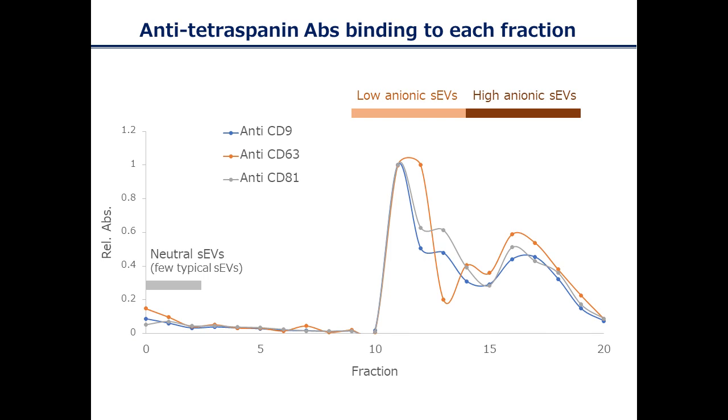Anti-tetraspanin antibodies binding to each fraction revealed the first fractions contained few typical SEVs. On the other hand, the low anionic SEVs showed the highest tetraspanin expressions.